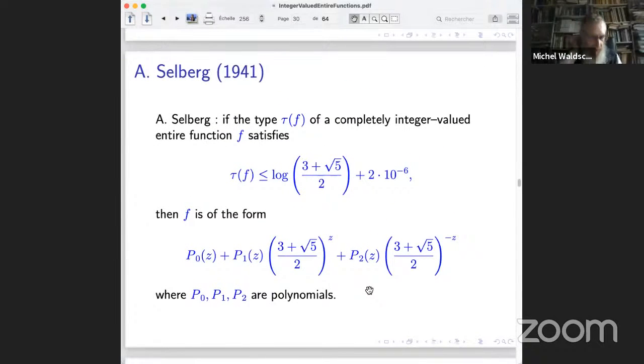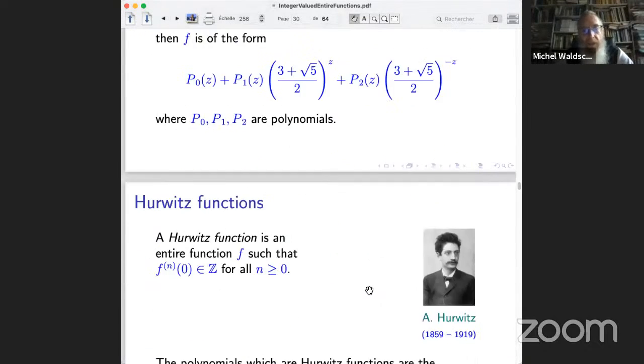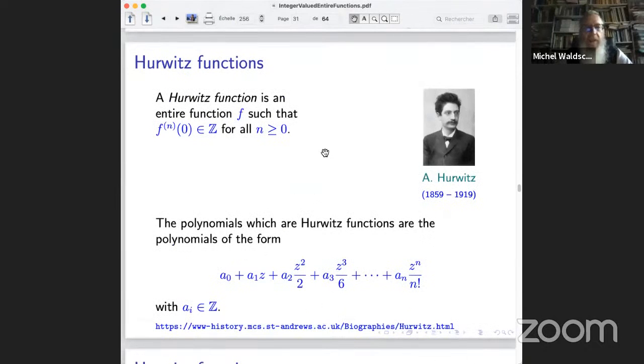Okay, so I will not go further for the values at the integers, positive or negative. Now I will start with another topic, which is similar and related, but different. Instead of taking the values at the integers, I take the derivatives at 0. In this case, we speak of Hurwitz functions. A Hurwitz function is an entire function such that all the derivatives at 0 are in Z, for all n greater than or equal to 0.